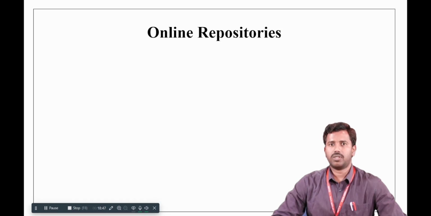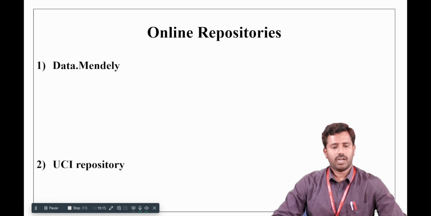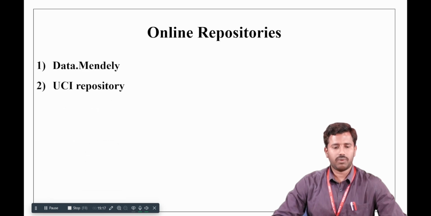We can download the corresponding datasets which are related to the agriculture field, medical field or any other field, which can be done freely. The first one is data.mendeley. The data.mendeley website is different from Mendeley desktop, which is for reference purposes. That's why here the name is data.mendeley, powered by Elsevier. Here you can upload your dataset and you can download datasets uploaded by someone else for free. The second one is the UCI repository, which is very popular for machine learning datasets.